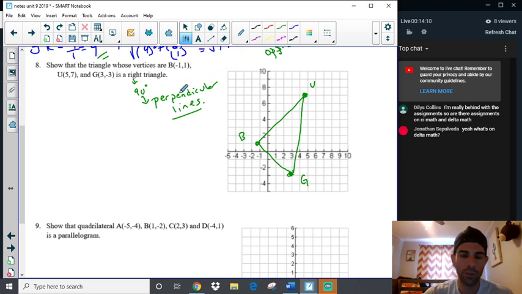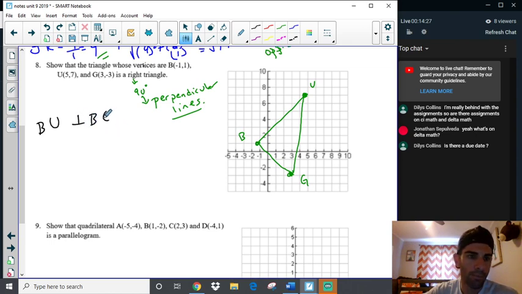Okay, so what we need to do is show perpendicular lines. Just take a look at this, and do any of them look like they would have perpendicular lines? It looks to me like BU and BG might be the ones that are perpendicular. So let me count their slopes.